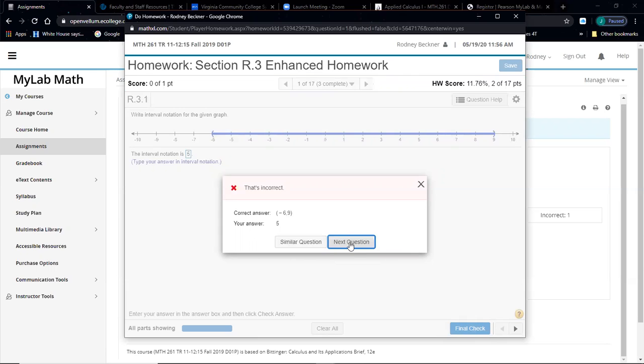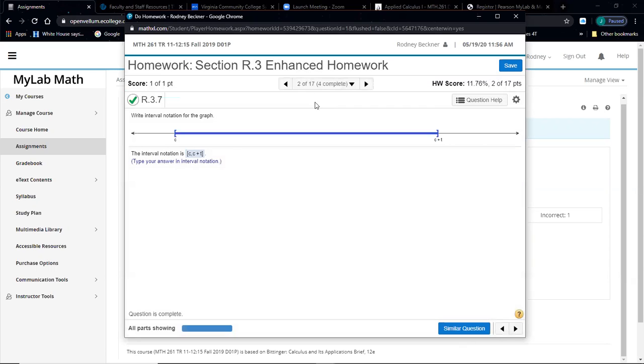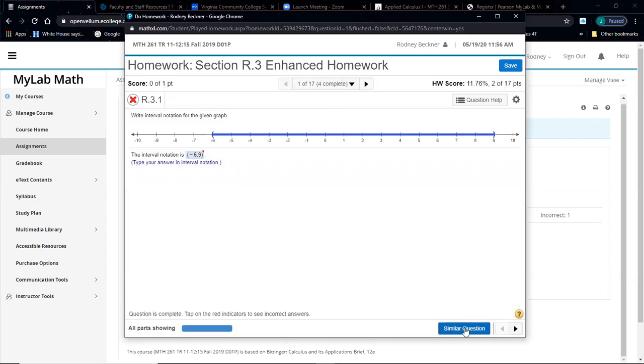If you hit similar question, and let me show you that other case, next question, that goes to number 2. Well, I want to go back to 1. Now that's here instead of final check. So pay attention to this graph. This parenthesis starts on the -6 and goes to the 9. Similar question. Now that changed. It's the same type of problem. It's the same exact concept, but with different numbers.